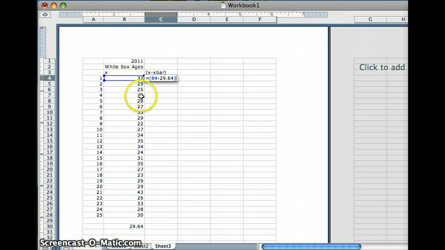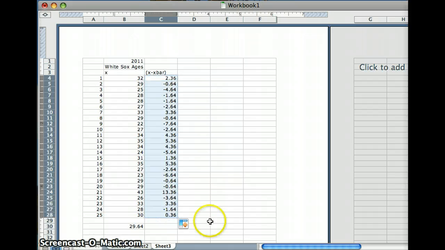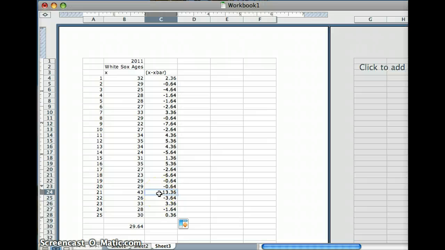So the X minus X bar column will be equals, highlight this number, minus 29.64. That's our deviation. So this first person is 32. His age is slightly above average. And then we will autofill this all the way down so that we have the deviations from the mean. Notice this 43-year-old gentleman, Omar Vizquel, is 13.36 years older than the mean. And here is one of the younger players, whose age is 7.6 years younger than the mean. But if we sum the deviations, that's not going to do it for us.